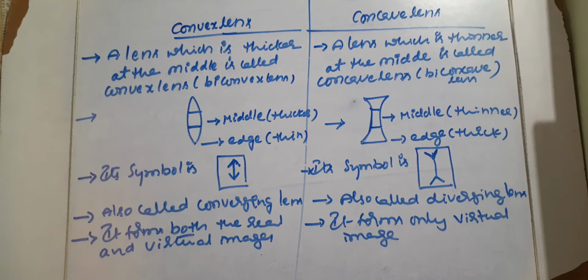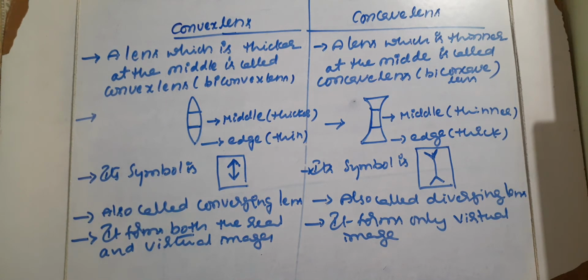In this class we are going to learn a little topic in the form of a short video: differences between convex and concave lenses. That is, differences between biconvex lens and biconcave lens in the ray optics topic, in the refraction of light at curved surfaces. So what are the differences between convex and concave lenses, students?